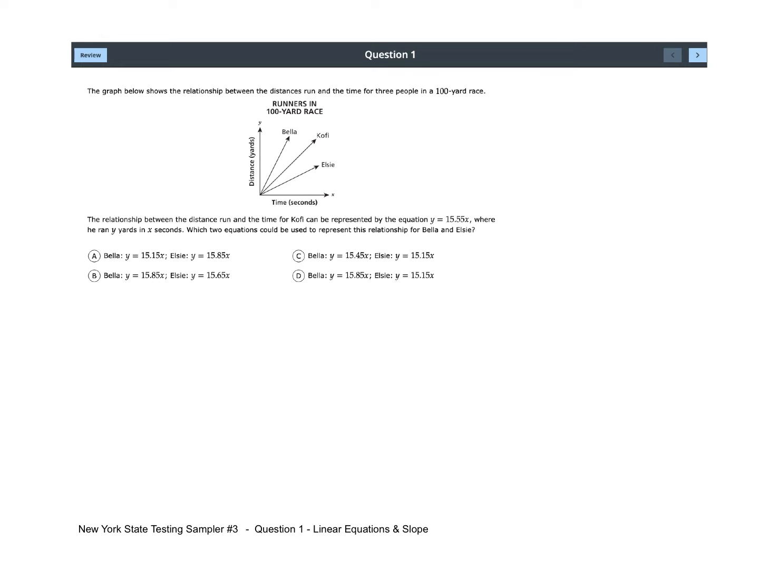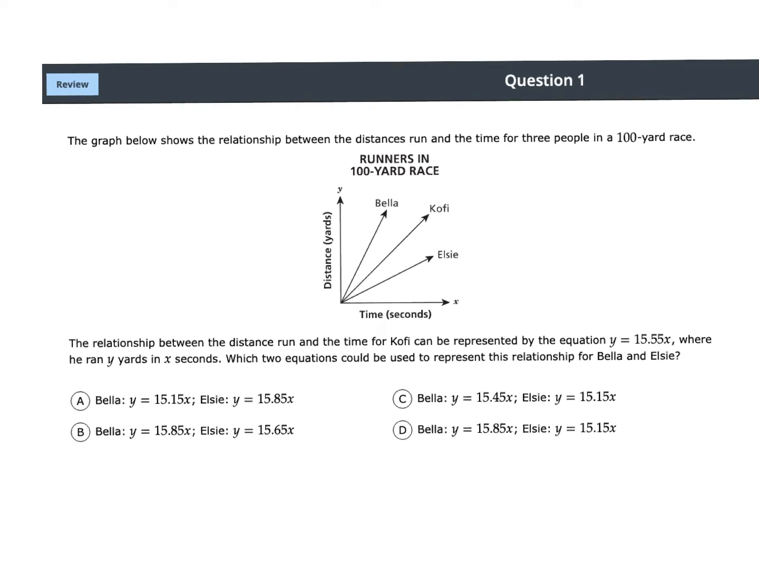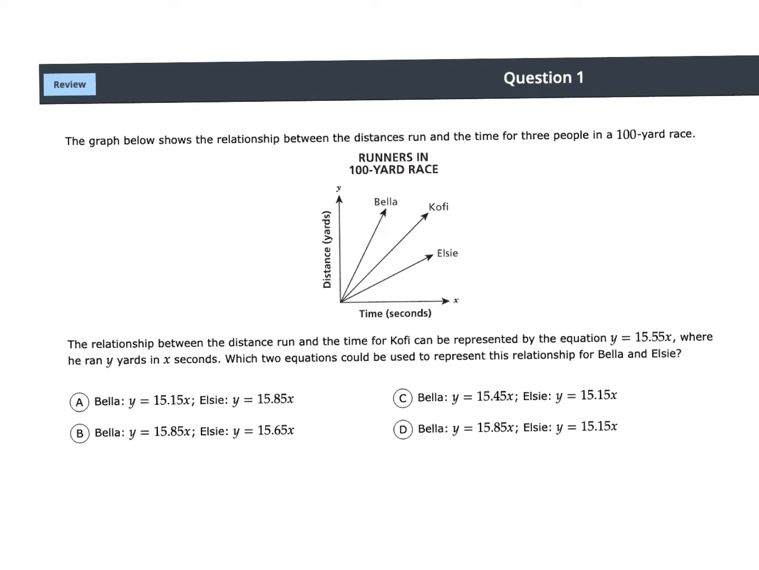This question comes from the New York State testing sampler number 3. It's question number 1, and it's about linear equations and slope. So what they do is they give you 3 different kids running a, looks like 100-yard race.